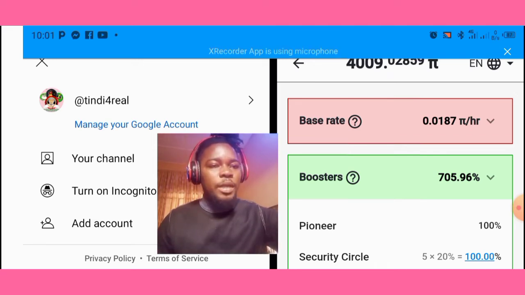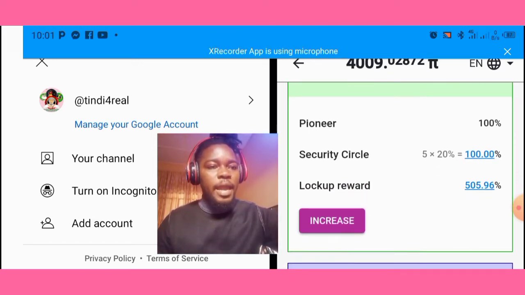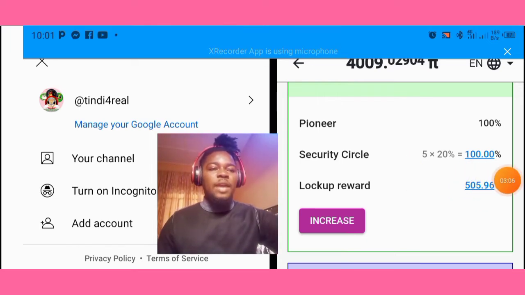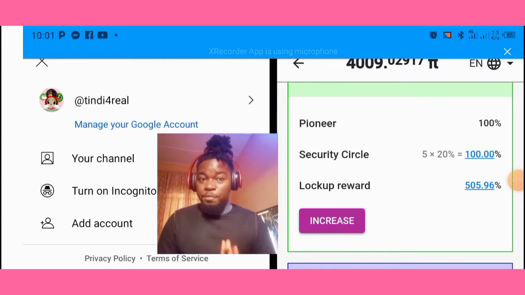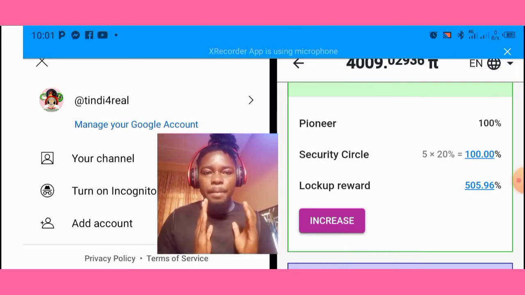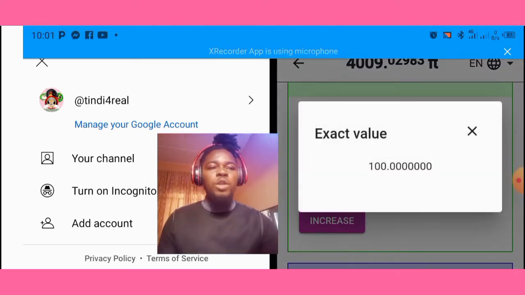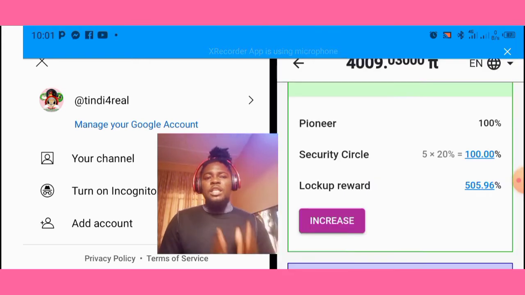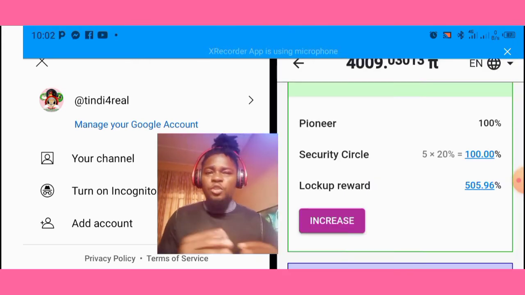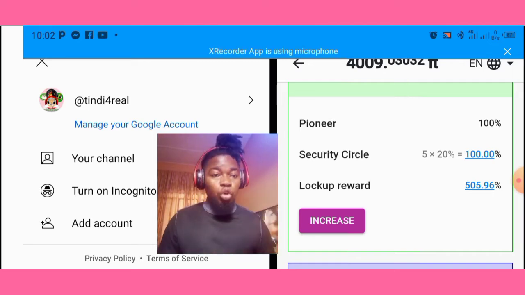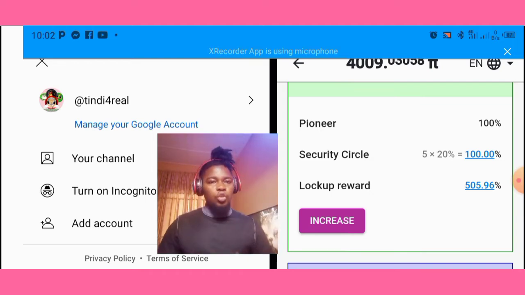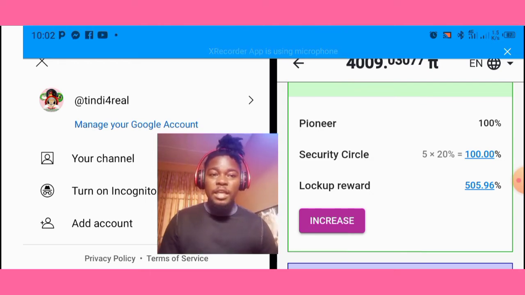Now another one that we like to look into right here is the security circle. The security circle has to be 5 people or more, but the main target is to get 5 people. Now what is the security circle? What part does it actually play? It is the ability for you to have 5 people that you trust, 5 people you know are taking Pi Network very seriously, or those you can talk to who can take Pi Network very seriously.